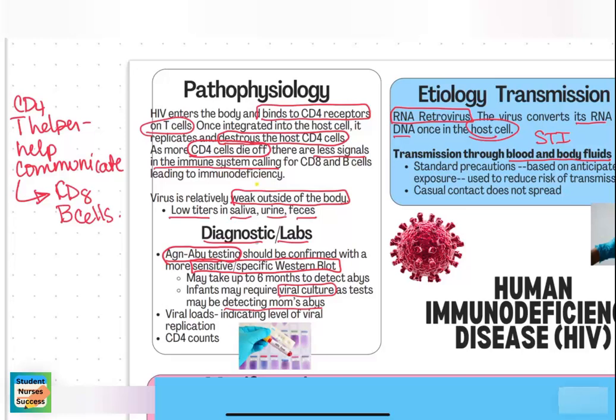Another test that is helpful in HIV is something called a viral load. A viral load indicates the level of viral replication. So if the viral load is high, or if someone has an increased viral load, that means that the HIV virus is replicating fast.